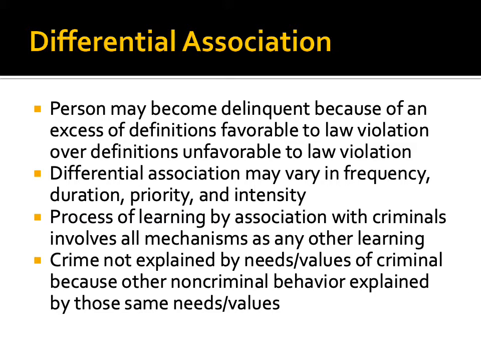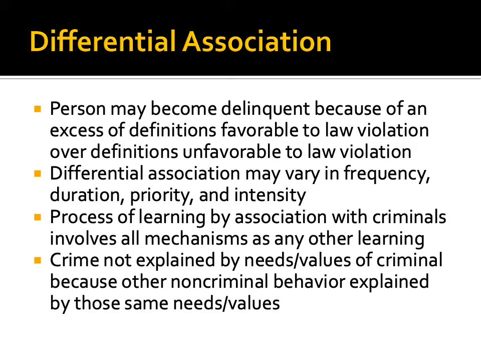There are some theories, right, that we'll talk about later in this lecture that say the reason people commit crime is because they're poor, right? Well, that could be true, but people also go out and get jobs because they're poor. So why are some people committing crimes when they're poor, but some people getting jobs and working, right? So differential association says we can't just look for these simplistic answers like because they're poor, because there are non-criminal behaviors that are explained by those same needs and values.